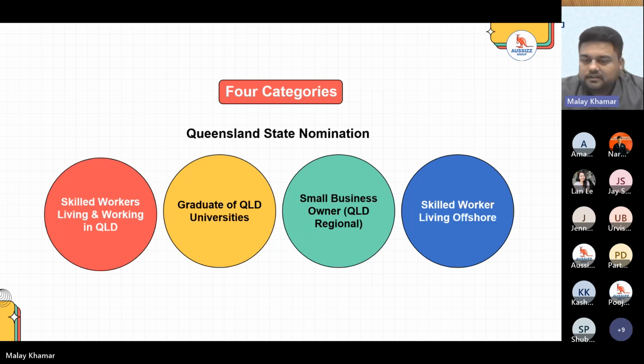The third category is the small business owner pathway, which has been in very high demand in recent years. It is a 100K investment into the Queensland regional area where you can get a direct PR, leading to permanent residency as well. And the last category is for skilled workers who are living overseas and want to apply for the PR. So there are four categories, which we can discuss now.